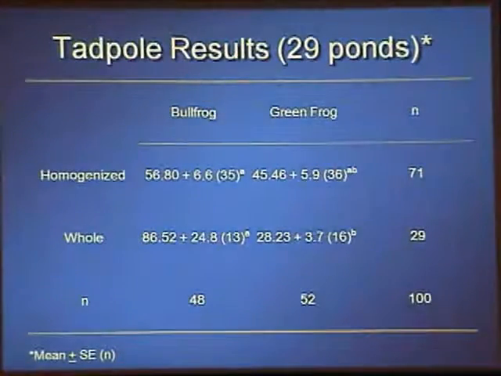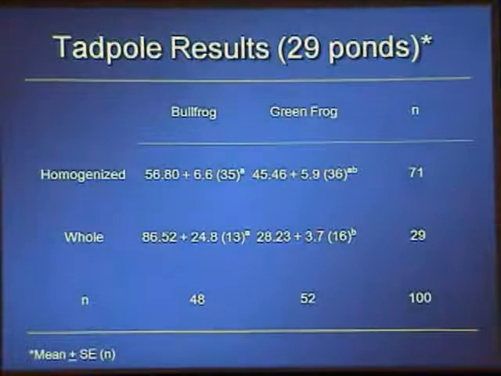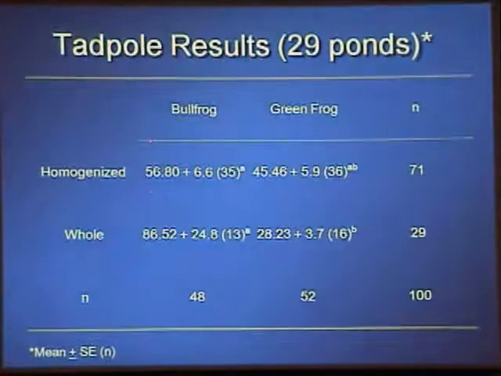These are tadpoles. And again, when you're doing this type of study, you've identified a pond, and you go to the pond, but that doesn't mean you're going to find tadpoles there. We found tadpoles at 29 of the ponds, and we were looking primarily for bullfrog or green frog tadpoles. And these are the mercury concentrations we measured.